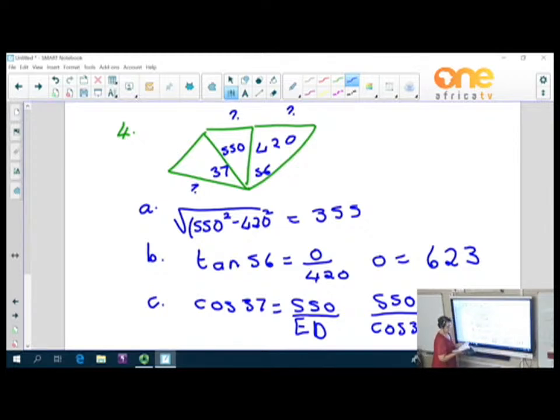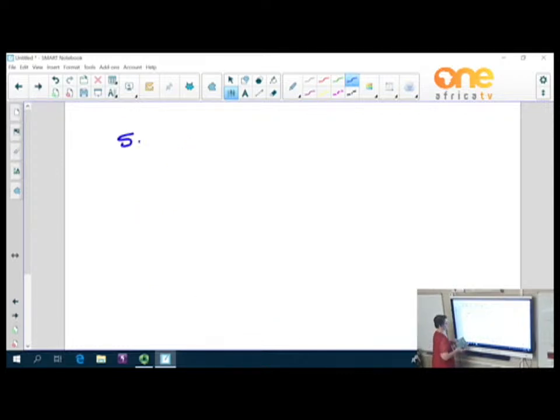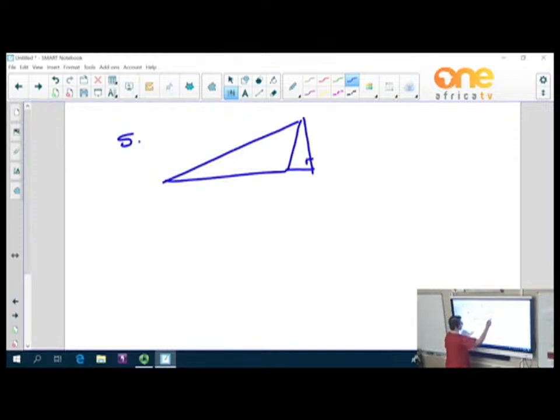The next one, question 5. So you have that boat. Now, this sum is an interesting one because you have a right angle triangle here and an any triangle there. This angle is 18 degrees, 44 degrees, 30, and 80 here. So the angle of elevation is 18 degrees. Give your answer to 1 decimal place.